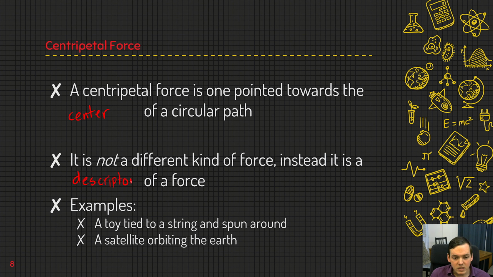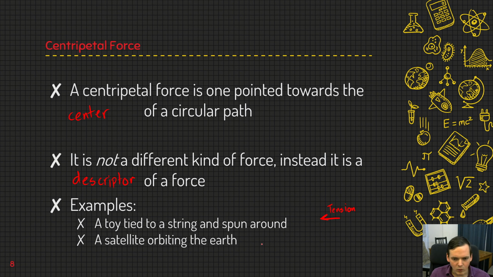A gravitational force can be a centripetal force. A normal force can be a centripetal force. A friction force can also be a centripetal force. They can all be centripetal forces. And so we have these examples here. For example, a toy tied to a string that's then spun around has tension as the centripetal force. The tension is what's keeping that toy moving in a circle. It's always pulling towards the hand that's spinning it.